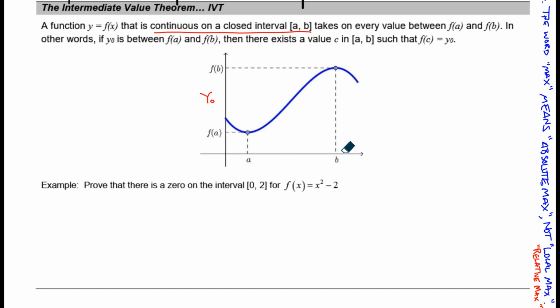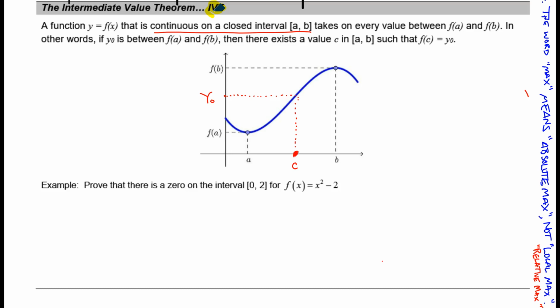So let's see if we can find that. If this is my y sub 0 value, then there has to be a c here such that f of c equals y sub 0. So that's the theorem. That is the intermediate value theorem, which again we'll abbreviate IVT. That's intermediate value theorem. Let me run you through a quick example of how you might use that theorem.